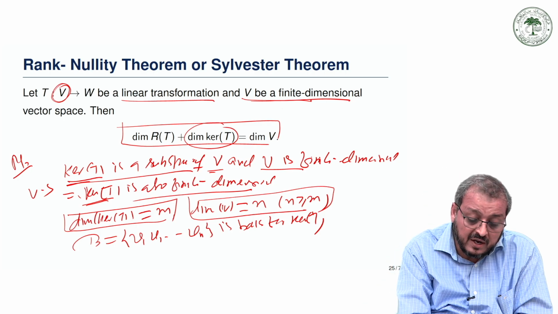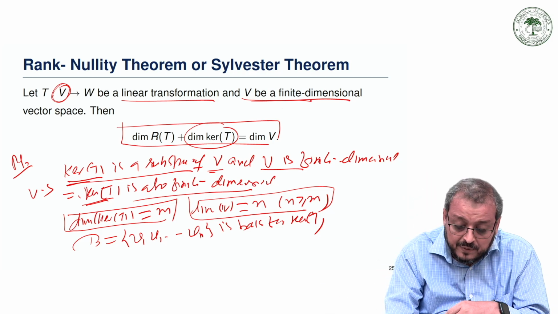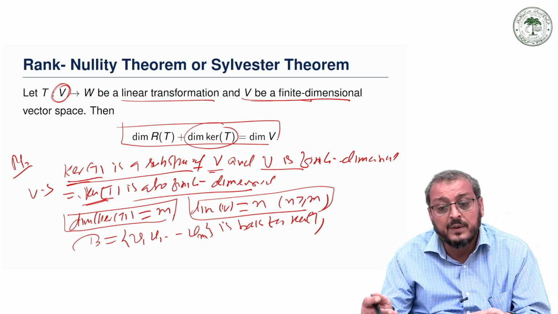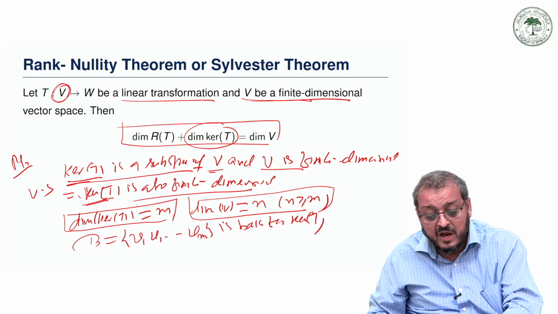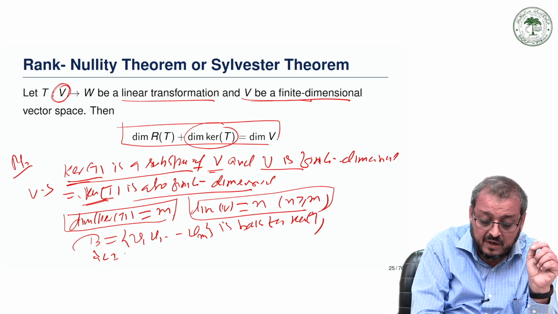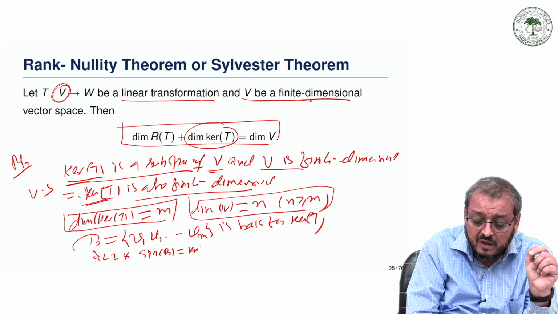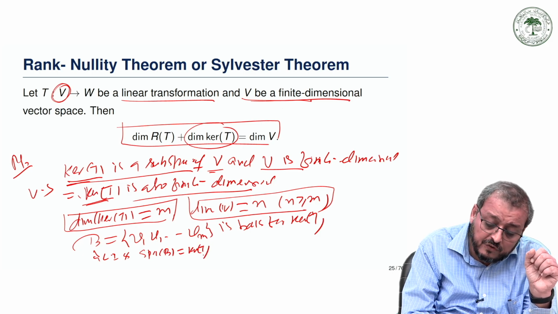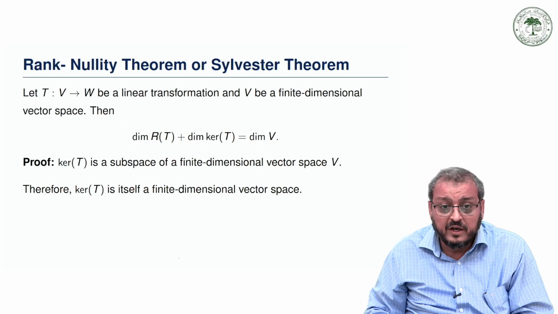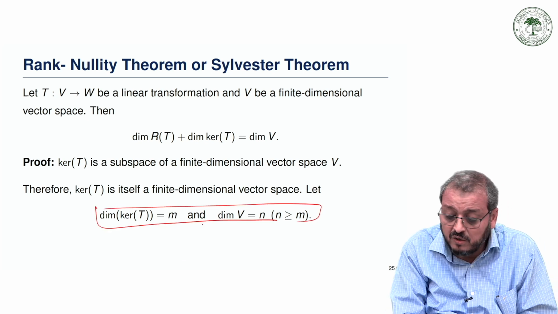If the kernel has dimension M, there are M elements in the basis. So we assume that these M vectors v1, v2, ..., vm are the elements of the basis. This means that B is linearly independent, and the span of B is the same as the kernel of T. Okay, so using this way, we assume this clearly. I will explain how we can start.